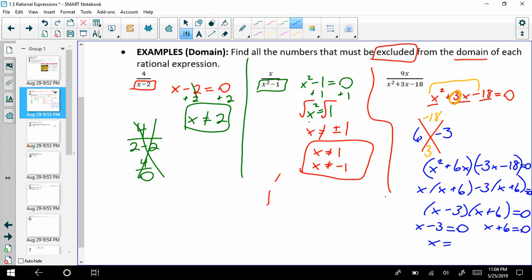So if I add 3, here I would have to subtract 6. These are the 2 numbers I do not want. If I plug in either of these 2 numbers into the denominator, I'm going to get 0. So I don't want 3 and I don't want negative 6.